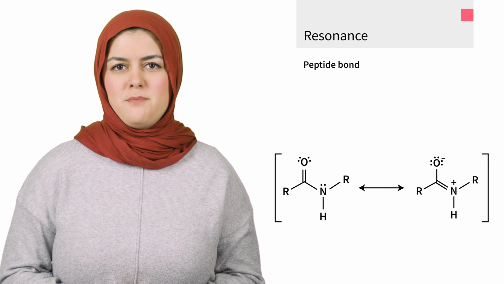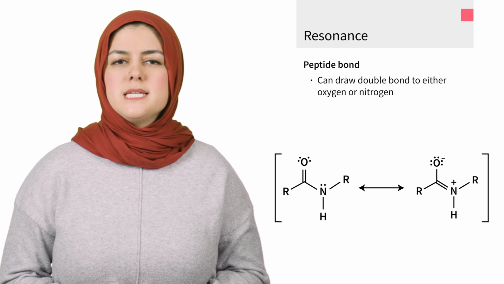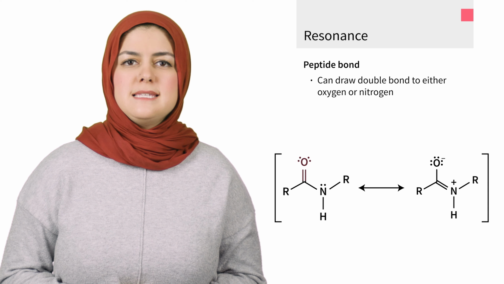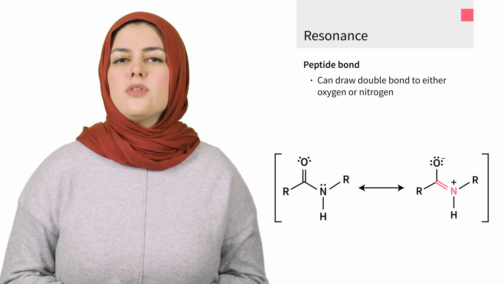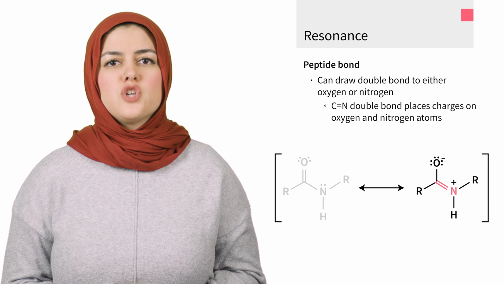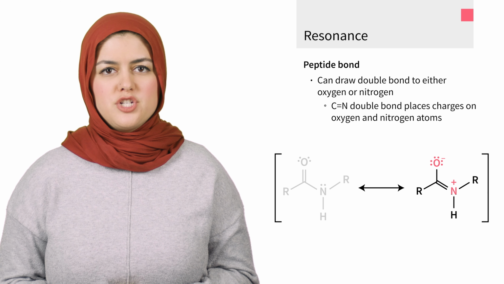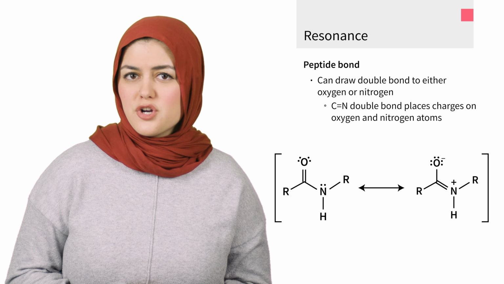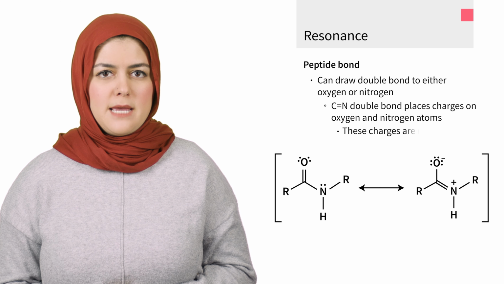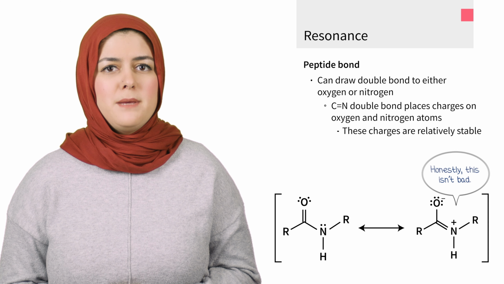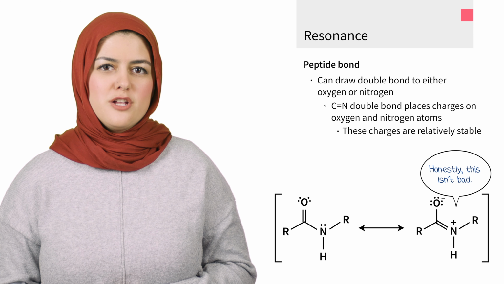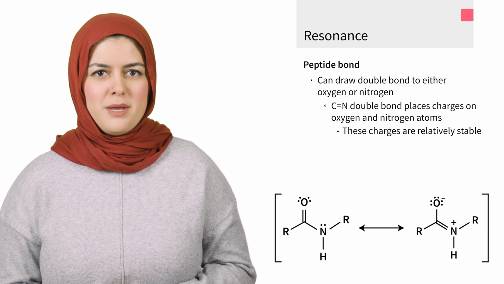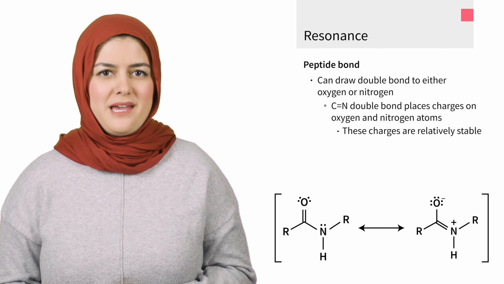It doesn't matter which is which, because the oxygens are equally stable swapping roles. Similarly, in a peptide bond, we can draw the double bond in the amide group as either a C to O double bond or a C to N double bond, although the latter case involves placing charges on the oxygen and nitrogen atoms. As it turns out, those charges are pretty stable because oxygen doesn't mind being negative that much, and nitrogen is equally chill, holding on to a positive charge for a few moments. We'll come back to this in a bit.